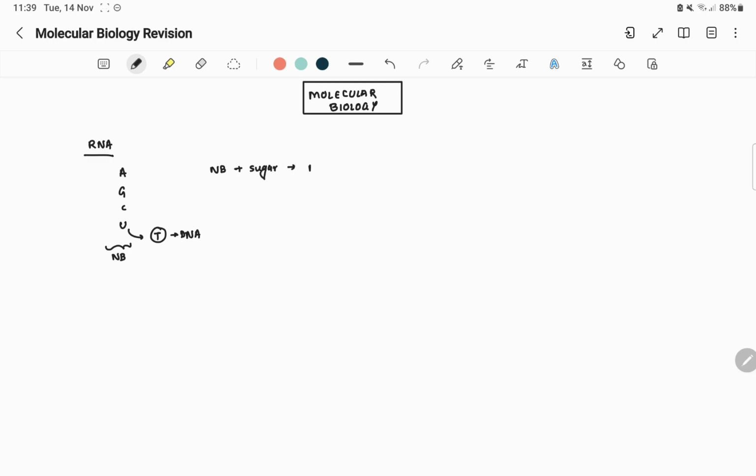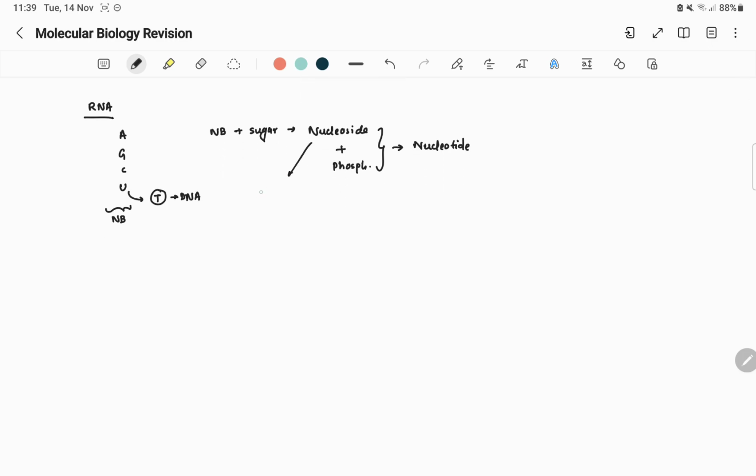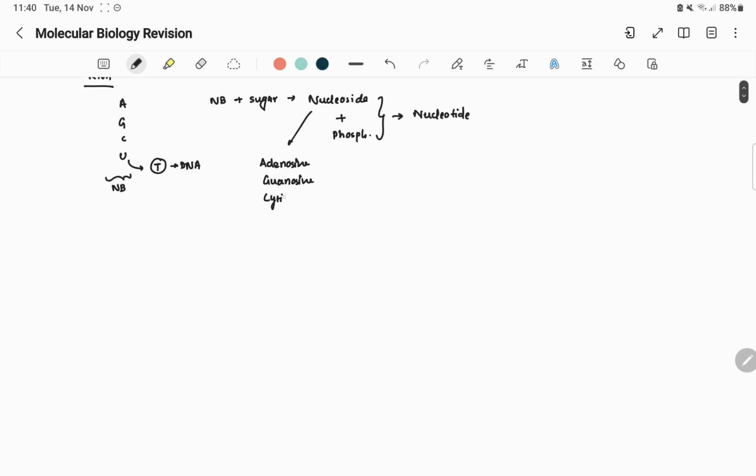So these are your nitrogenous bases, and the nitrogenous bases plus your sugar will form a nucleoside, and this nucleoside plus your phosphate will form a nucleotide. For examples, what are the examples of nucleoside? For adenine we form adenosine, for guanine guanosine, for cytosine cytidine, uridine. These are your nucleosides. And nucleotides, you have adenosine monophosphate, guanosine monophosphate, GMP, CMP, your UMP.